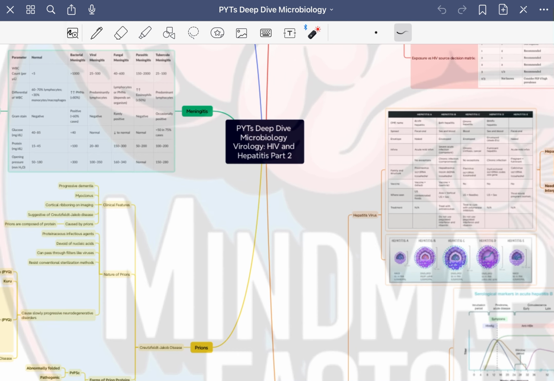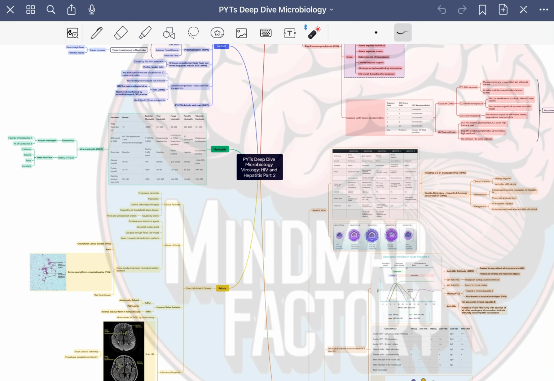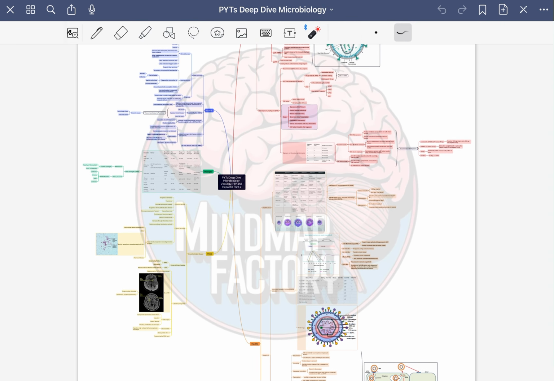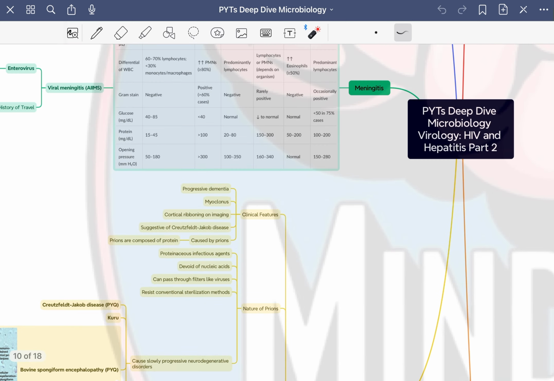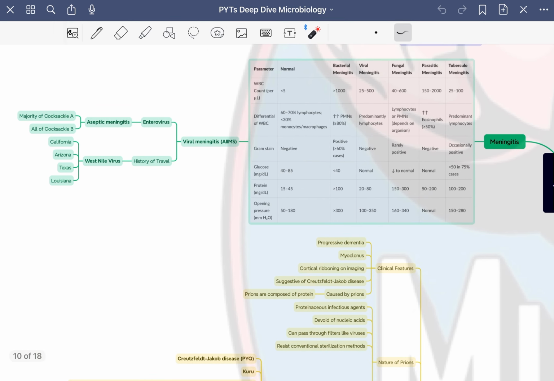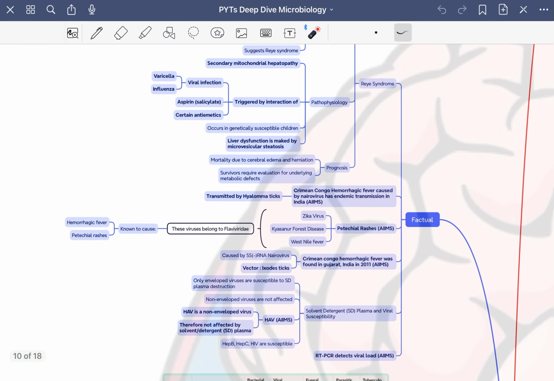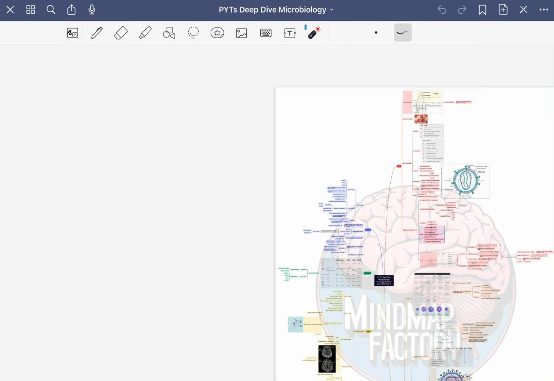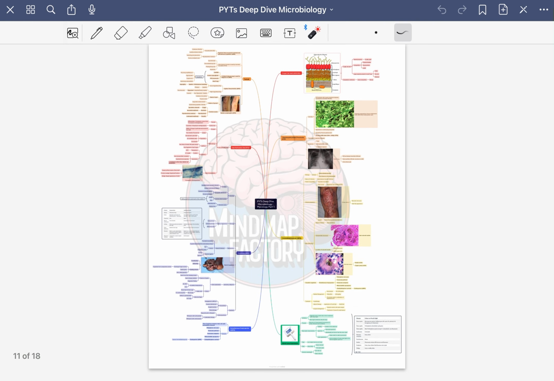Next is hepatitis and HIV. There are a lot of questions that have been asked from this topic, so we have created a separate mind map containing mostly hepatitis and HIV. And also there are some extra topics like prions, meningitis, how will you differentiate the different types of meningitis, and etc, all that. Then there is some factual information, as it is always present in all of our mind maps.